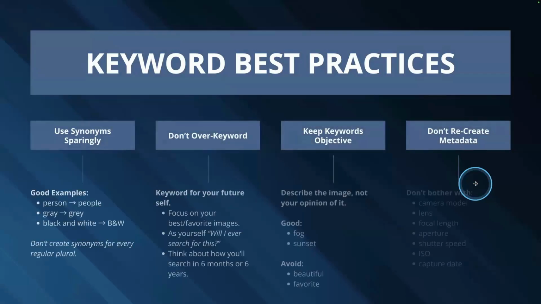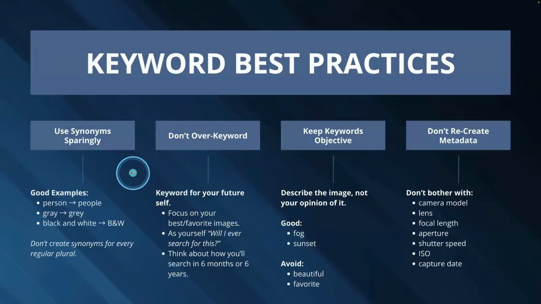A few more things to think about with synonyms. I recommend using them sparingly. You don't have to synonym every single thing, but if you think you're going to search for it, it doesn't hurt to add it in there. So adding the non-common plurals, so person to people, those are spelled very differently. It's not just appending an S to the end of the word.